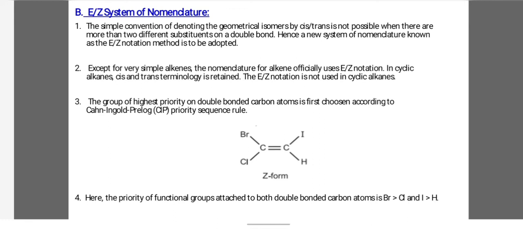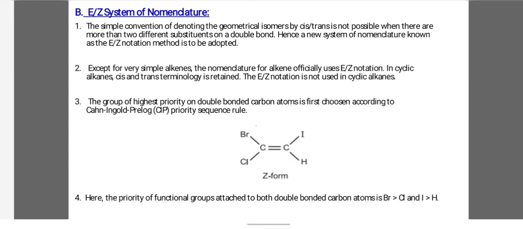If the two higher priority groups are on opposite sides of the double bond, the prefix E is used, while if the two higher priority groups are on the same side of the double bond, the prefix we use is Z. Thus compound A will be Z, where they are on the same side, and compound B is E form, which is on opposite sides.